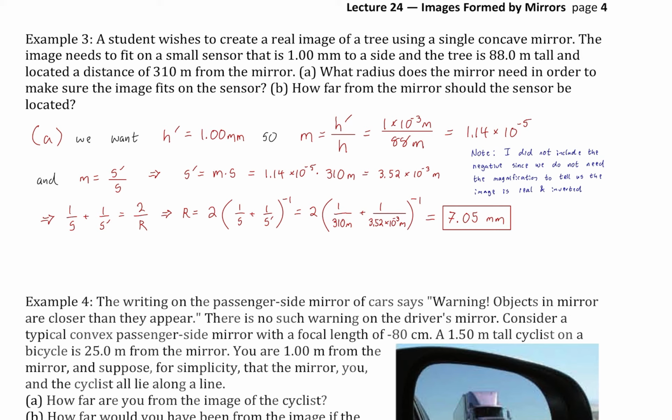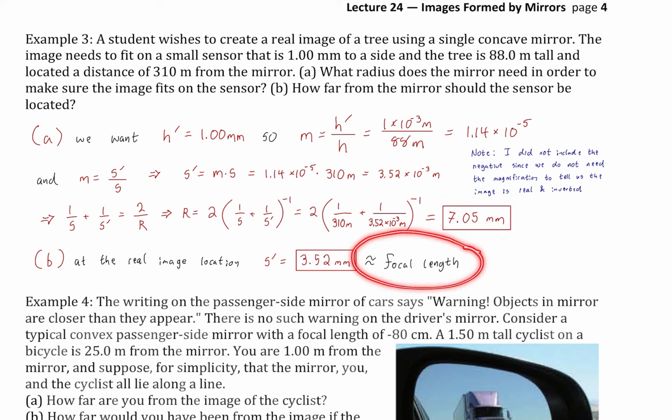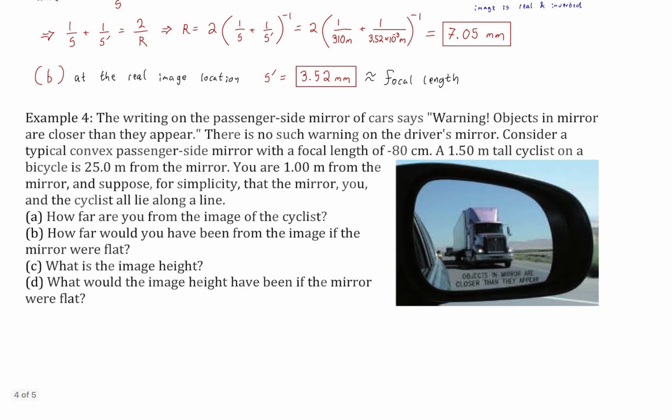Okay? And then as far as how far from the mirror should the sensor be located, well, let's think about it, right? I want the sensor to be located at S prime, all right? And I already solved for S prime up here as an intermediate step. So I already know it, right? It has to be equal to 3.52 millimeters, that value, right? And what's cool though is notice that 3.52 millimeters is pretty close to 1/2 of 7.05 millimeters, right? So S prime is being formed at approximately the focal length. Because remember, right, R is just equal to 2F, all right? So this basically meets that case where the object is so far away that the image is forming at the focal point, okay? All right, let's take a look at this one.